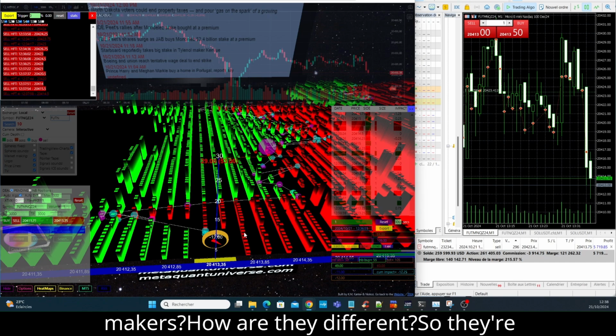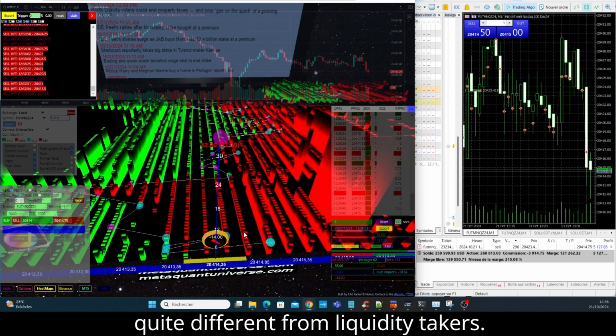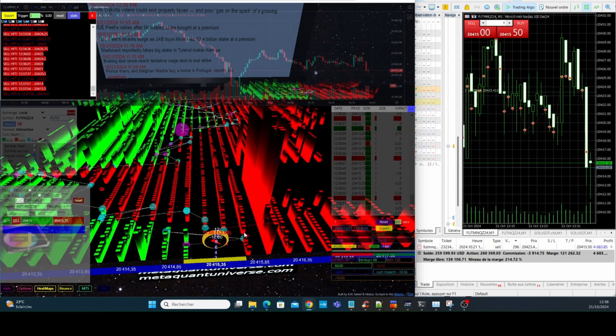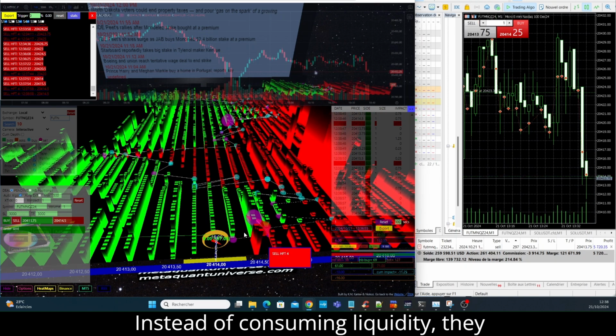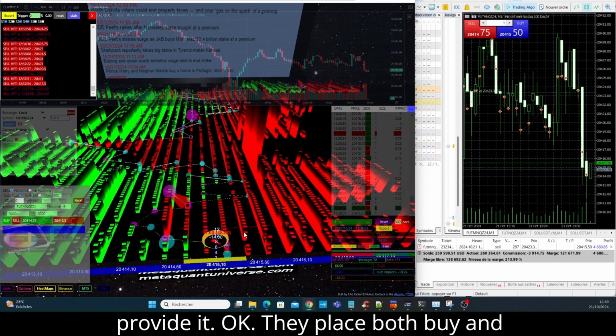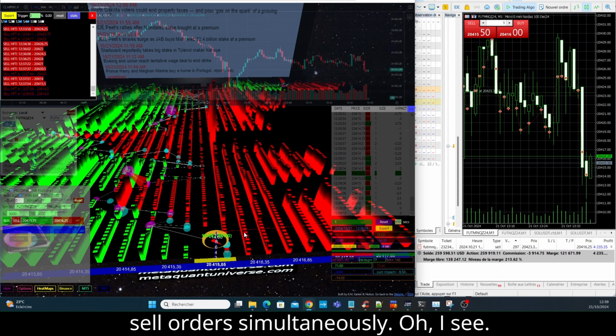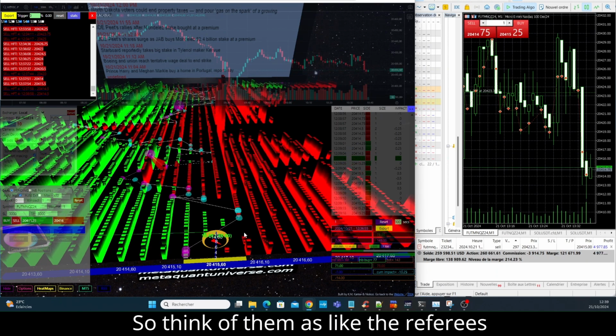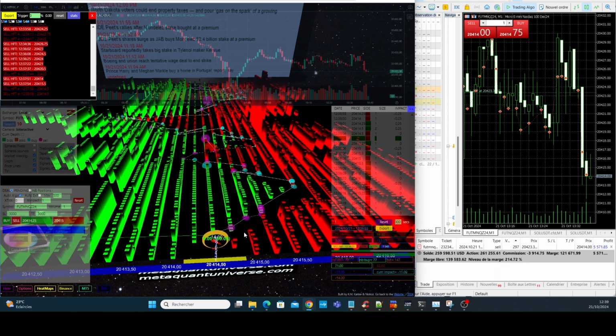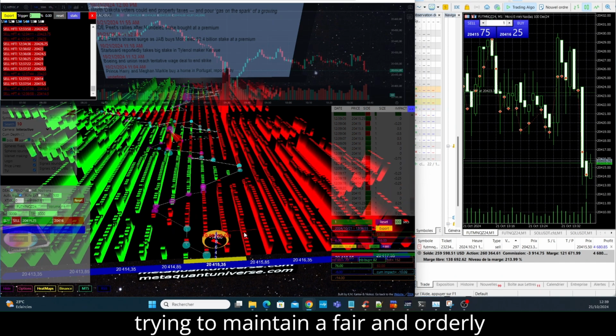Market makers. How are they different? They're quite different from liquidity takers. Instead of consuming liquidity, they provide it. They place both buy and sell orders simultaneously. I see. So think of them as the referees trying to maintain a fair and orderly market.